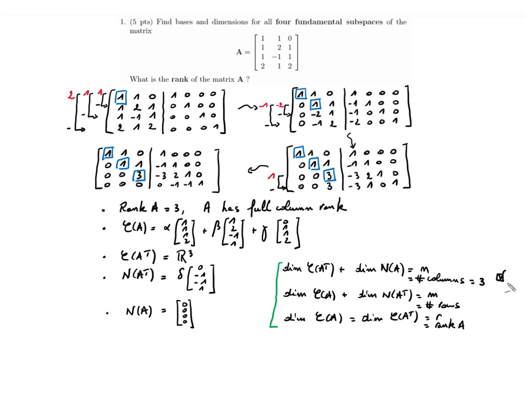indeed correct, right? We know also that the dimension of the column space plus the dimension of the left null space is equal to m, which is equal to the number of rows, and here this is equal to 4. Dimension of the column space is equal to 3, and the dimension of the left null space is equal to 1, so indeed this is also correct, right? And the dimension of the column space and the dimension of the row space are equal to r, which is equal to the rank of A, and as you can see, this is correct as well. So this concludes this first exercise, this first question of the exam.